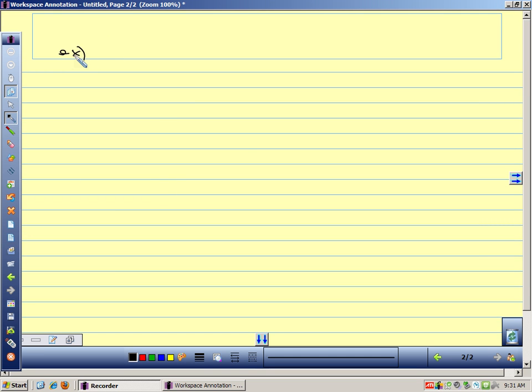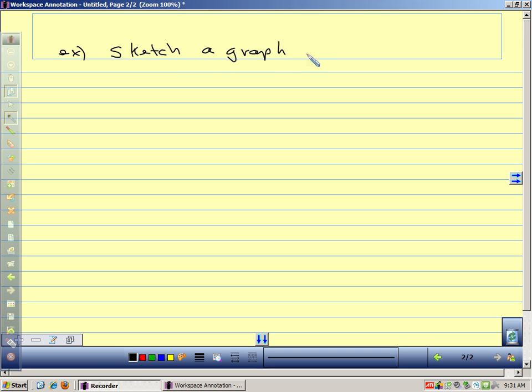We want to sketch a graph of our function f of x is x minus 2 over x squared minus 2x minus 8.